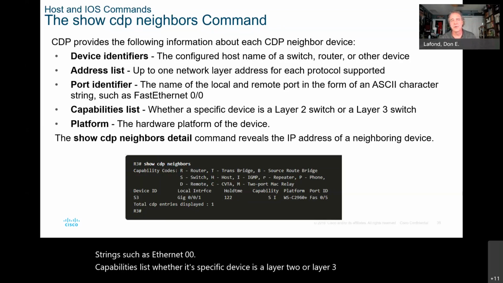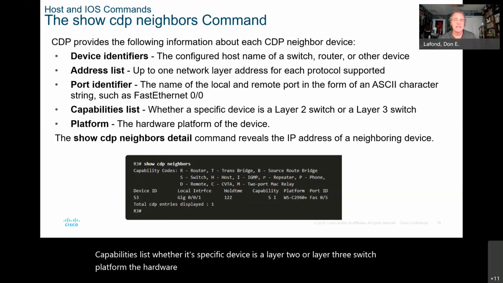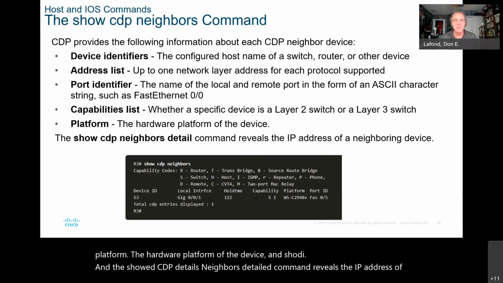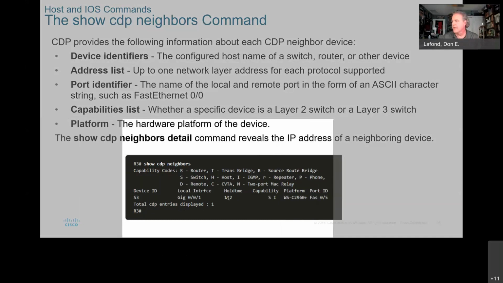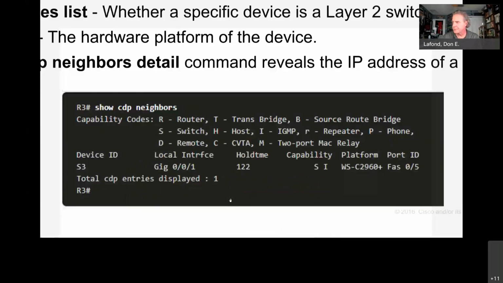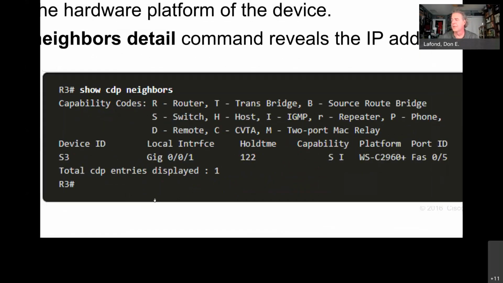Platform, the hardware platform of the device, and the show CDP neighbors detail command reveals the IP address of the neighboring device. So let's look at that command and what we see. Here we have the show CDP neighbors command, and I love that it gives you the codes at the top so that you can easily understand what they are when you're looking at it below.